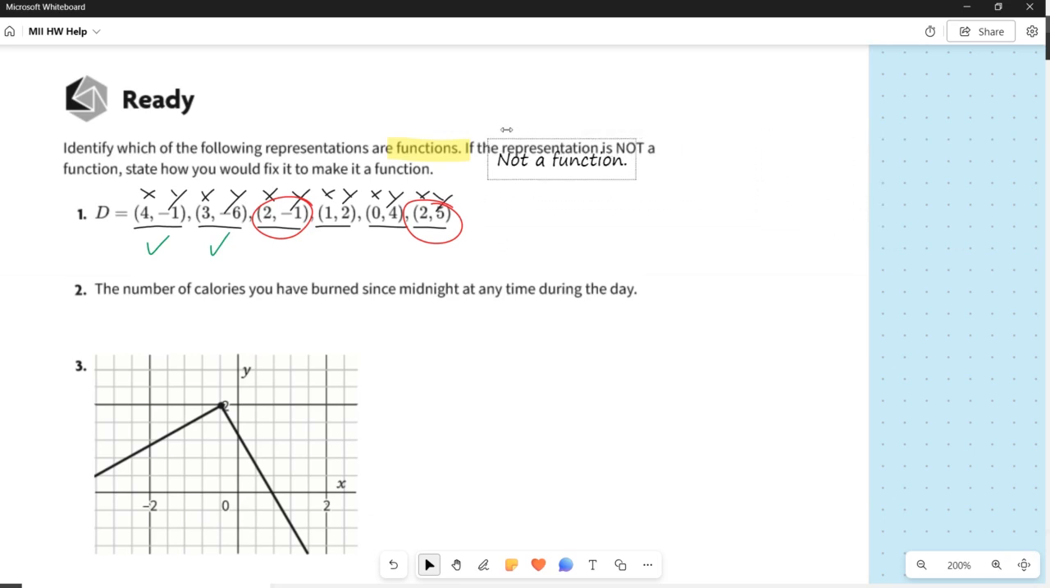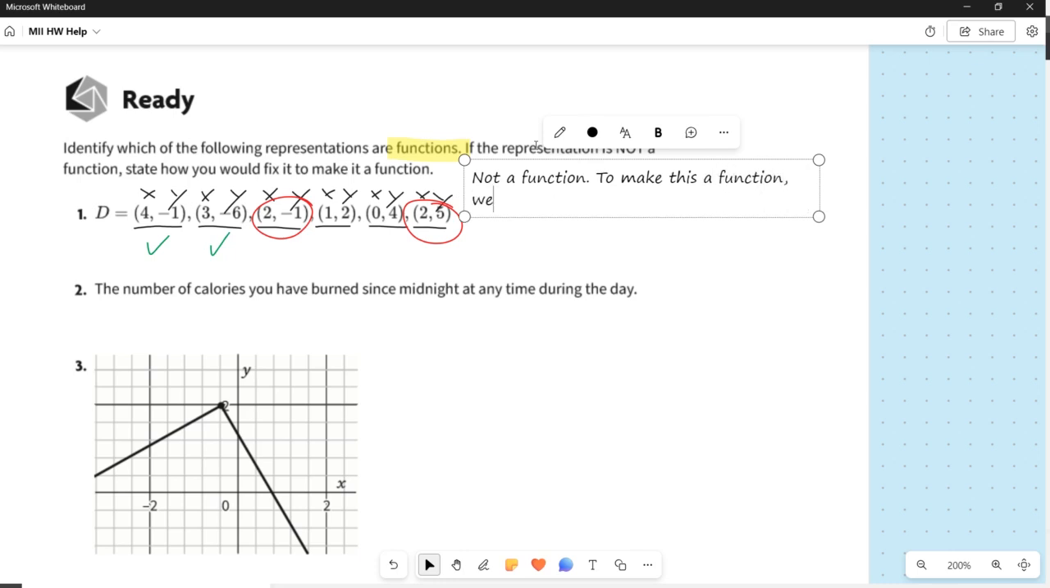Now, the directions said if something is not a function, have an idea as to how we fix this so it is a function. So to make this a function, we need to modify or delete either 2, -1 or 2, 5.